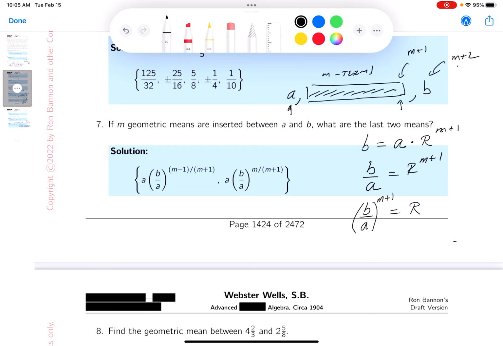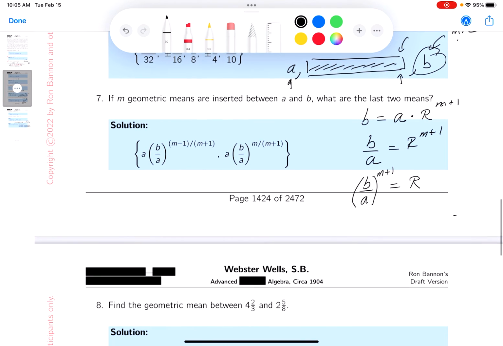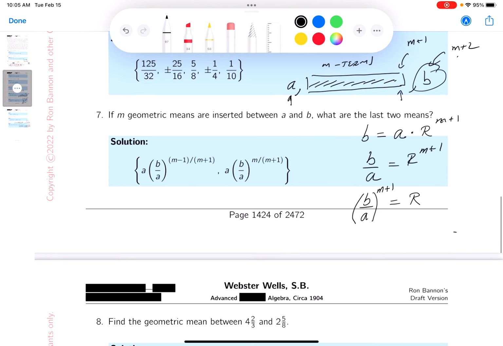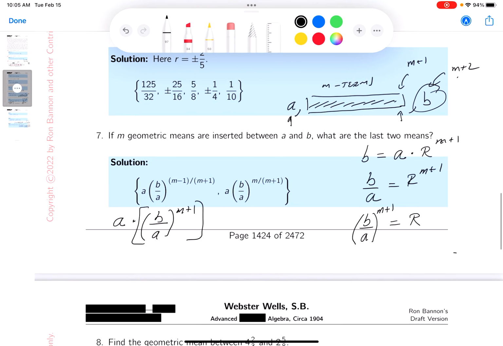All right, here comes the trouble now. They want the term before this one. So what do I have to do over here? The term before that one, let's write that down. I hope you realize you're looking for the term before it. It's going to be A times the R, that's the R, raised to a power. So let's think about it. It's the M plus 1 term. So what would the power be?